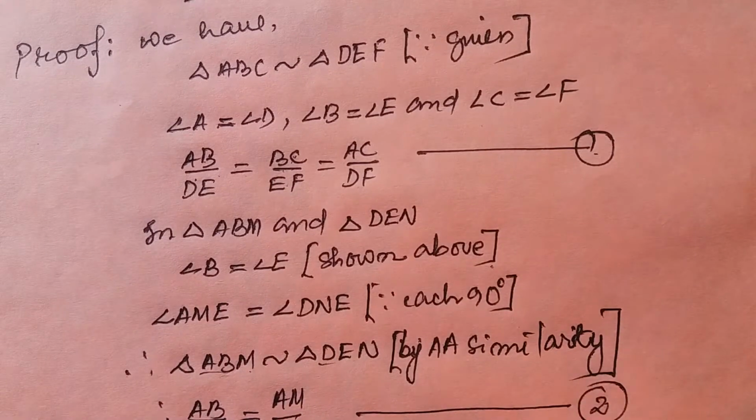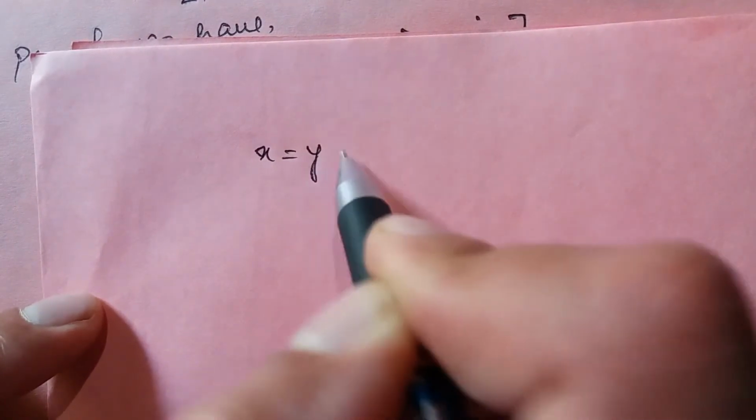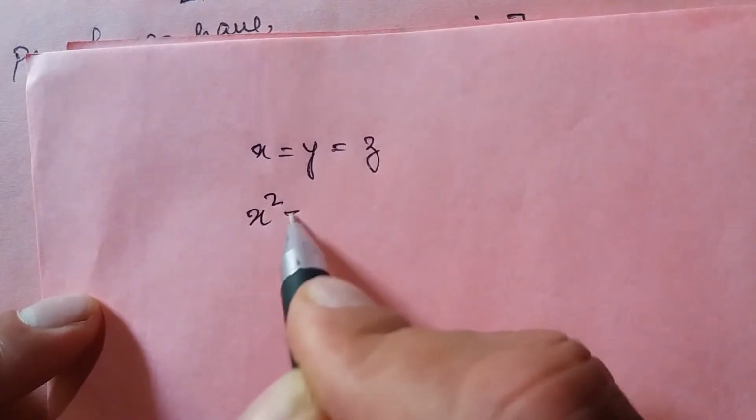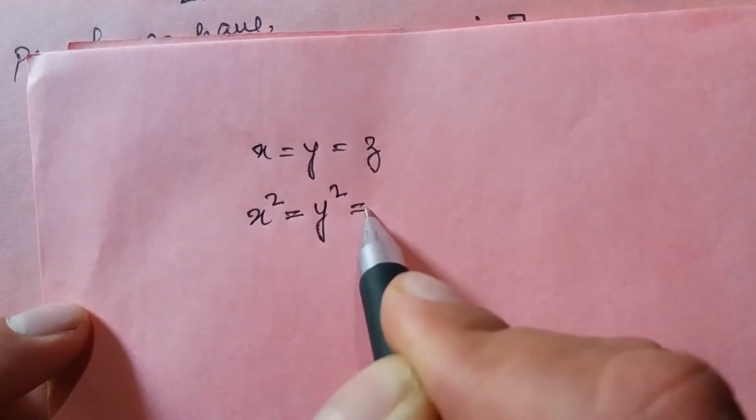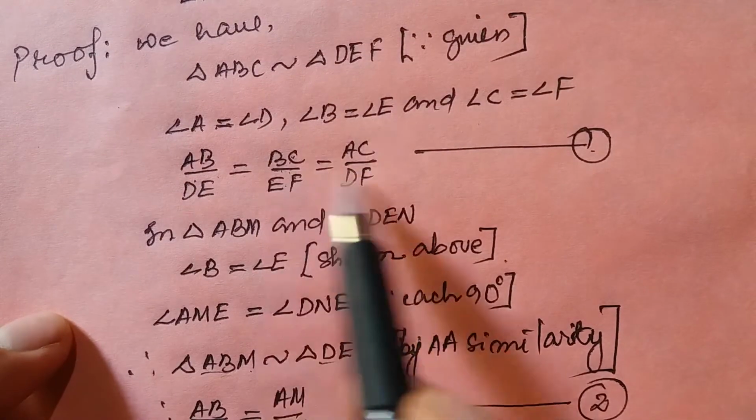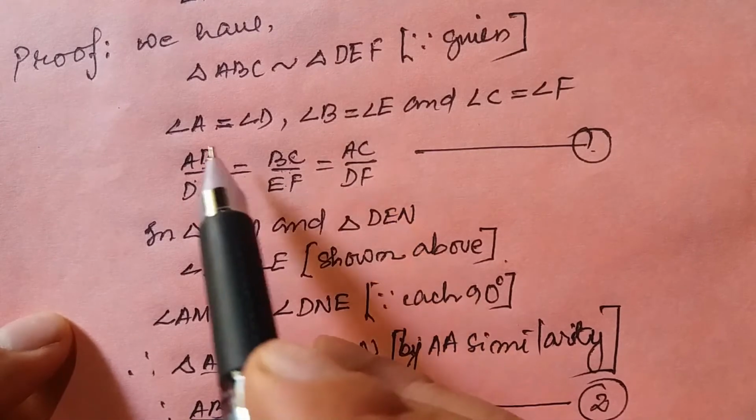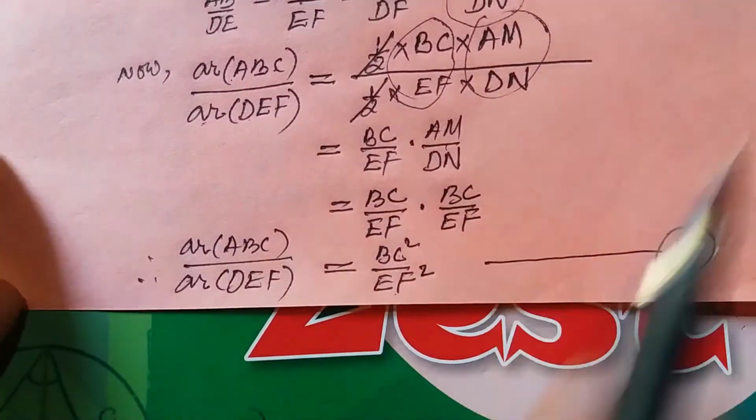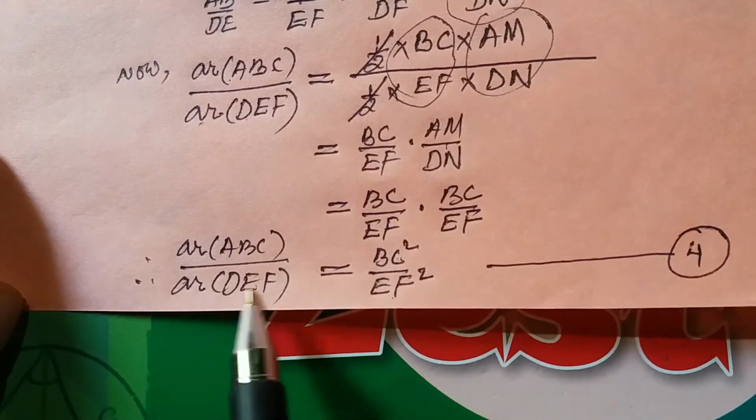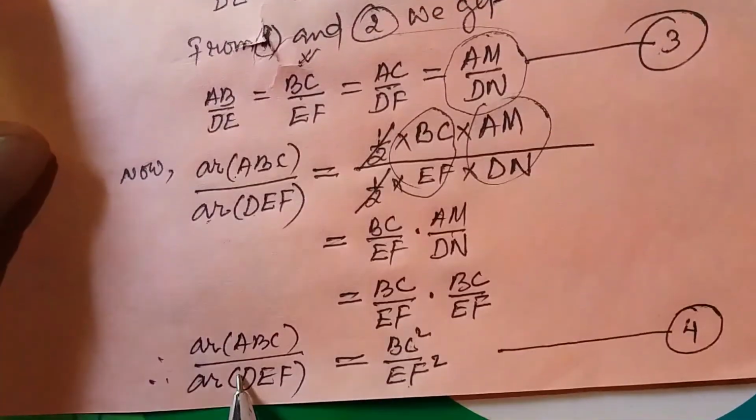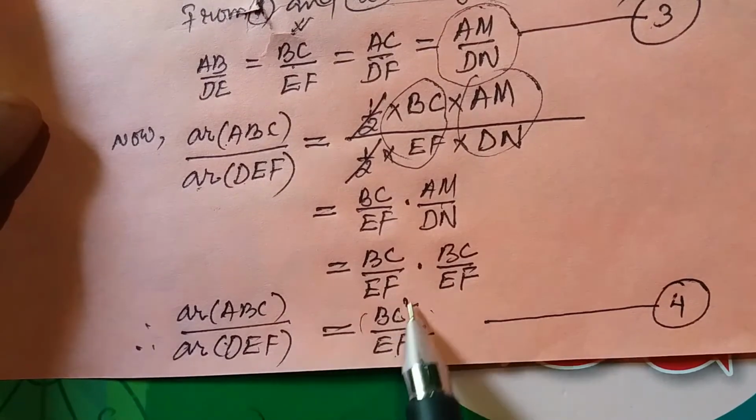What I'm going to show is, let's say X is equal to Y is equal to Z. Now if these three quantities are equal, then their squares will also be equal. So X square will be equal to Y square is equal to Z square. So here, since these three quantities are equal, their squares will also be equal. So area of triangle ABC by area of triangle DEF will be equal to the square of all these, because this is equal to the square of one of them, that is BC square by EF square.